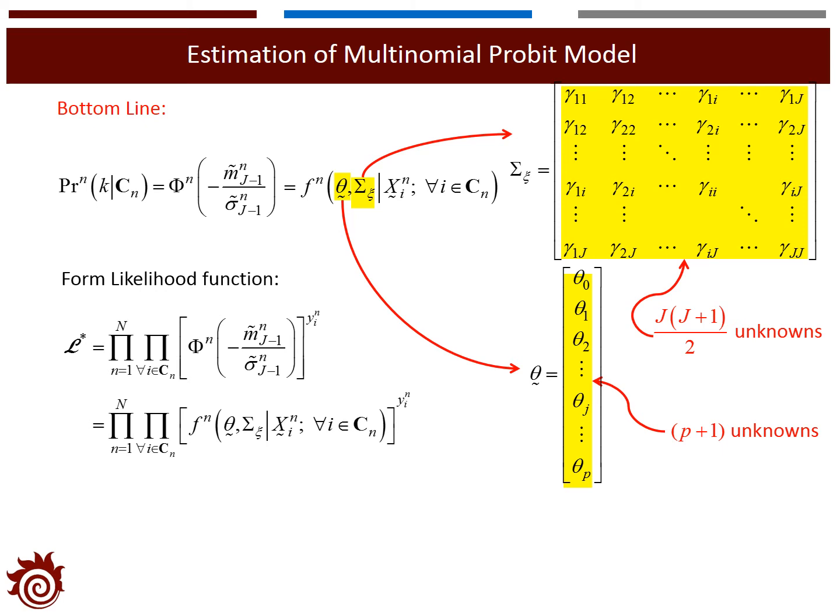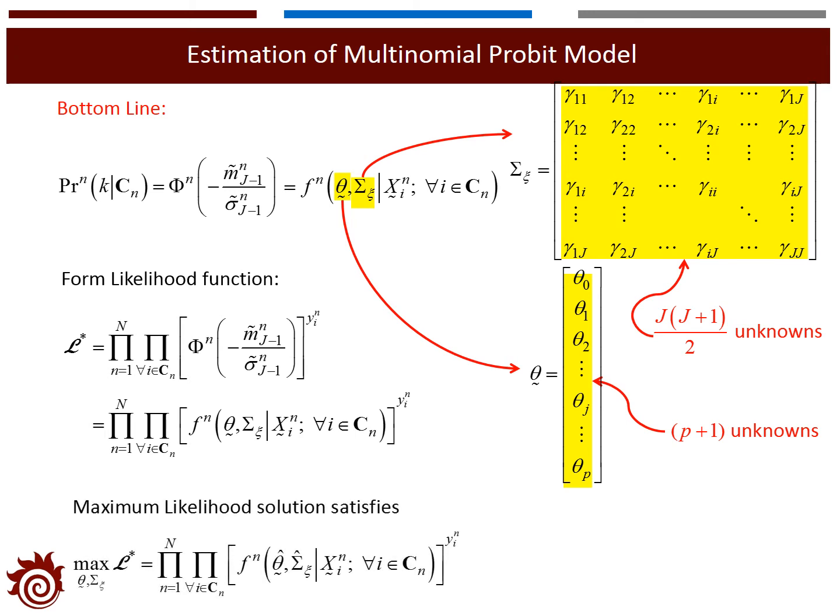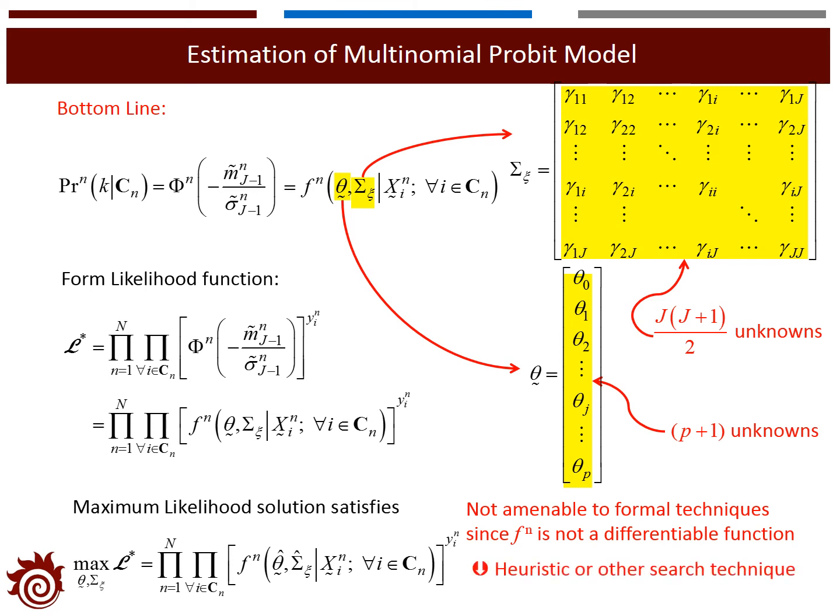In order to estimate the parameters, we need to call the likelihood function. So first we will form the likelihood function for the n observations in the sample, and then the model estimation will try to maximize the likelihood function. Here you will find that the function f is not a differentiable function, so it's impossible for us to find out the analytical solution. Then we have to call some heuristic algorithms or some other searching techniques to find out the values of theta and sigma psi.